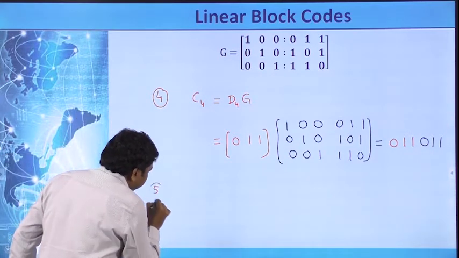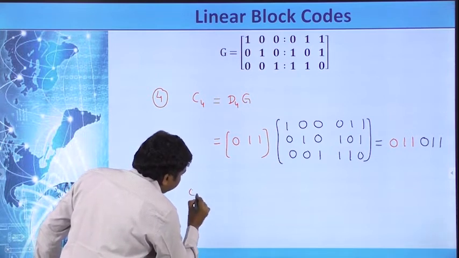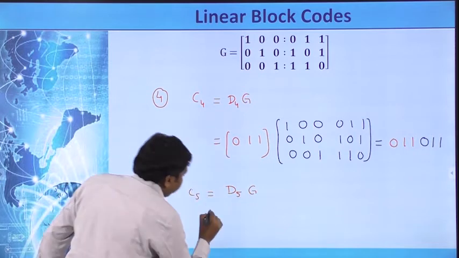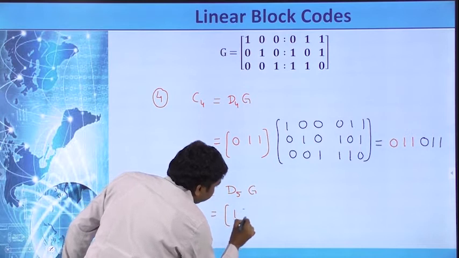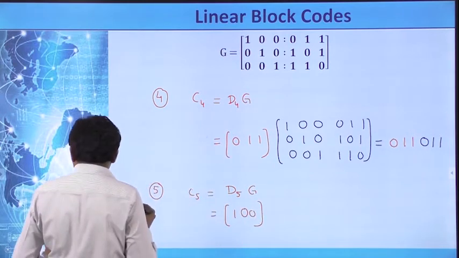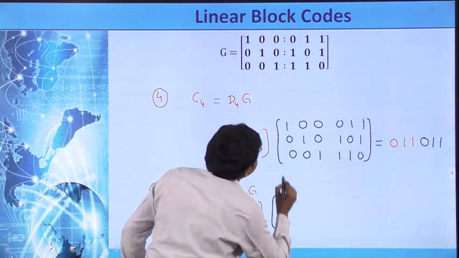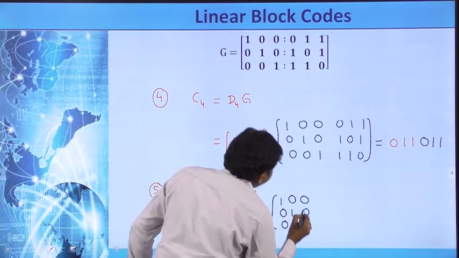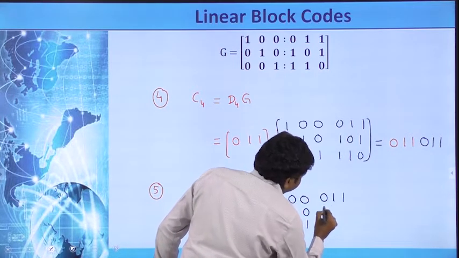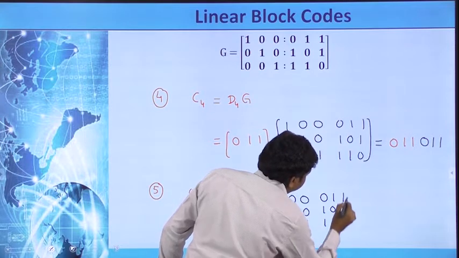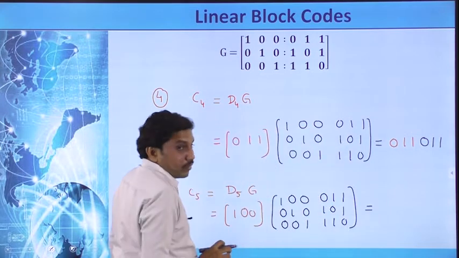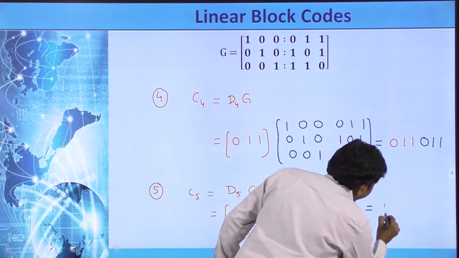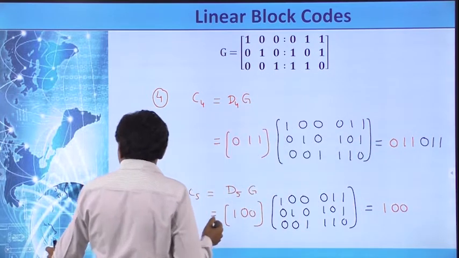Fifth code word. C5 equal to D5 into G, where D5 is 1 0 0, and G is 1 0 0 0 1 0 0 0 1 0 1 1 1 0 1 1 1 0. Perform multiplication of these two. The first three bits are multiplied with the identity matrix, which gives 1 0 0. Now how to calculate the remaining bits?